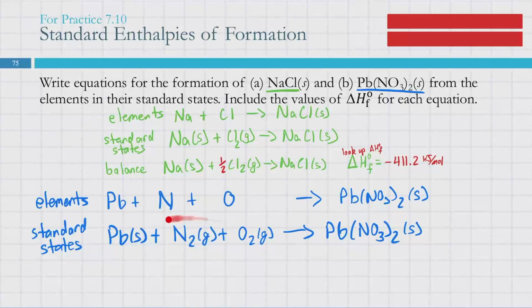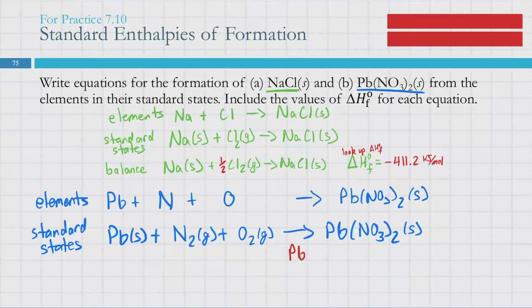And then once we've got our standard states, we need to get everything balanced up between the left side and the right side. Since we are doing standard enthalpy of formation, our product is going to retain its coefficient of 1. We are just adjusting the reactant side. So we need to figure out how many of each of these elements do we have. So I'll just go ahead and balance it here.